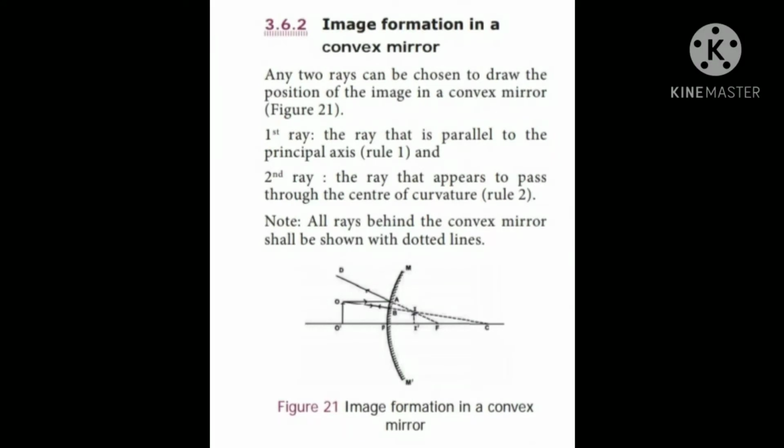Till now we have studied so many rays, but any two rays can be chosen to draw the position of the image in a convex mirror, and you must know that all rays behind the convex mirror should be drawn in dotted lines.